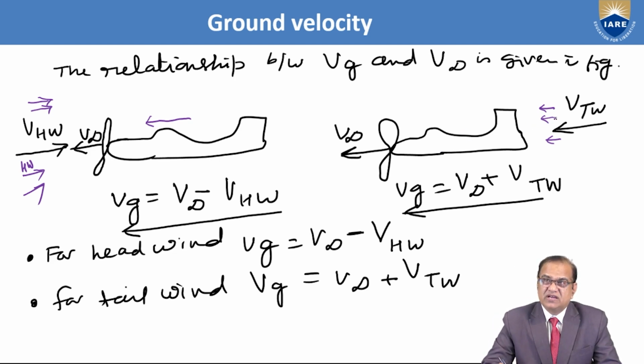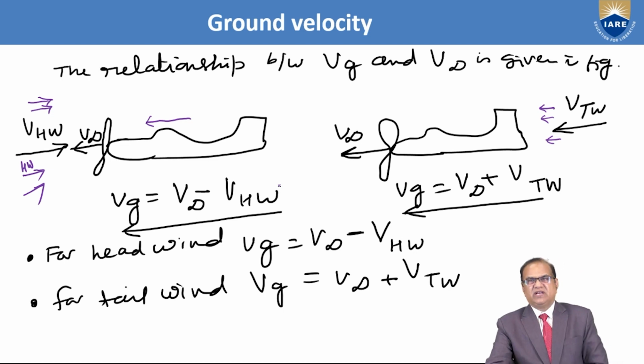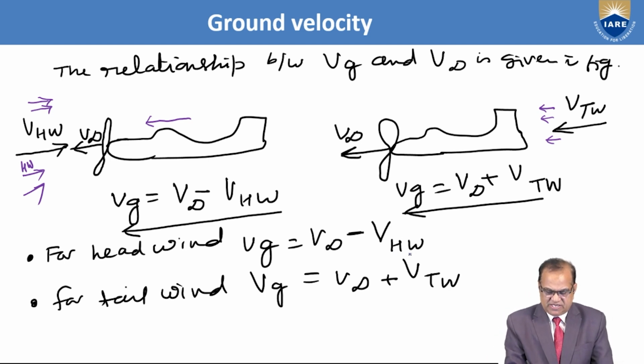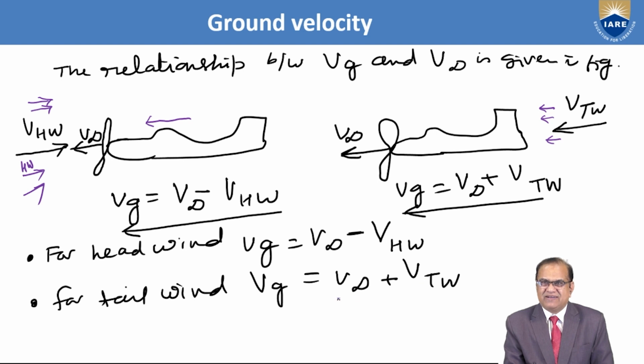But in this case, your ground velocity is high. If the tailwind is there like this, your ground velocity will be much higher, because in this the tailwind velocity is added. So V infinity plus V tailwind, and here V infinity minus V headwind. For headwind, Vg is equal to V infinity minus VHW, and for tailwind it is V infinity plus V tailwind. So here Vg is high if the tailwind is there.